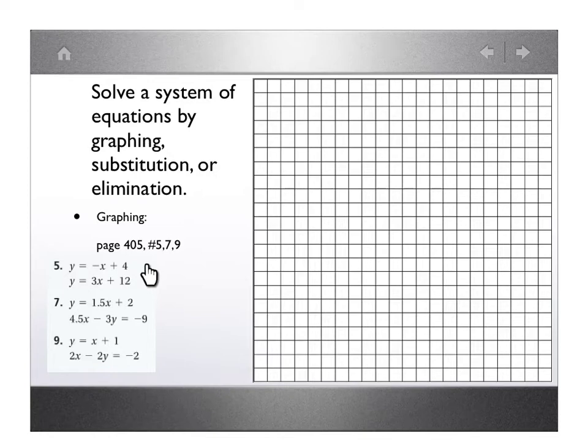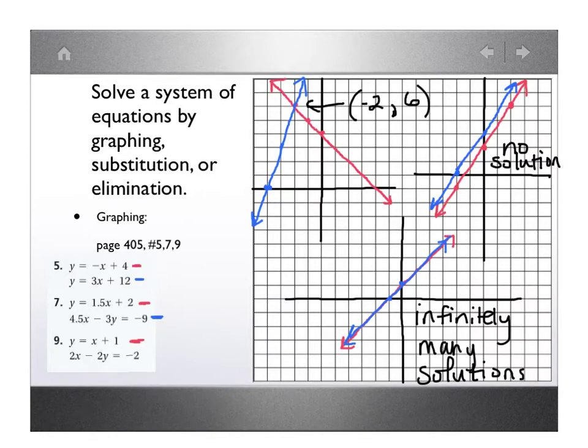All right, I'm going to pause it, and I'm going to get these graphed up for you. And there you have it. Let's take a look at these 3 systems. Oh, forgot to label here. There we go. So this first one, you've got your 2 lines. They cross at (-2, 6). And that's your solution for that system of equations. And that's the first type of solution you can have when you are solving a system.